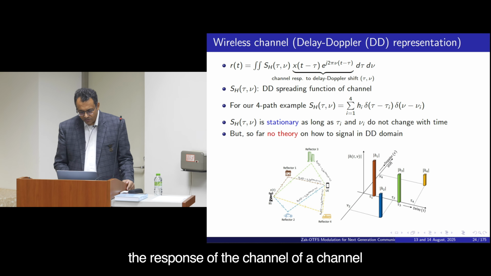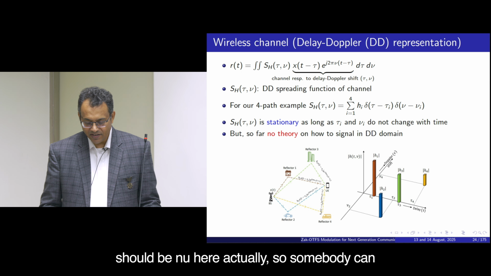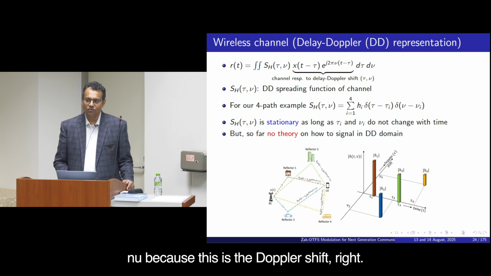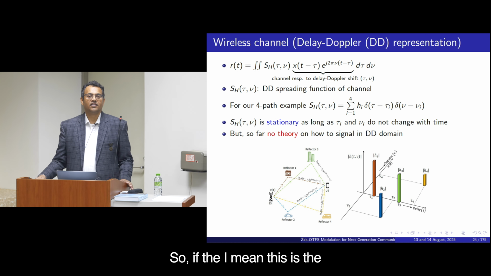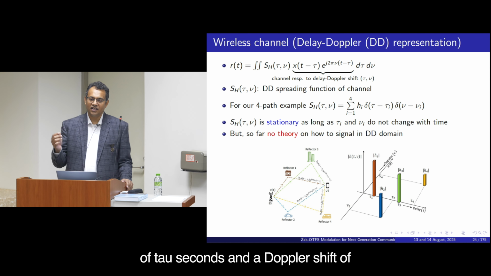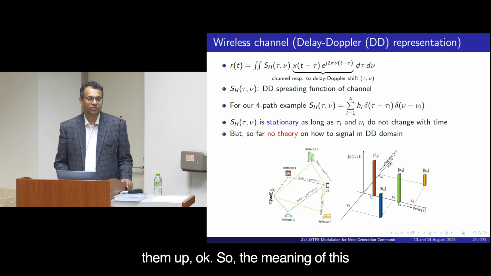This is the response of a channel path which introduces a delay of tau, and I think there is a mistake here, it should be nu here actually. So somebody can note down, I will change it. Instead of Fc it should be nu here, because this is the Doppler shift. So this is the response if the channel is introducing a delay of tau seconds and a Doppler shift of nu hertz. And then this is the weighing factor, and then you sum all of them up.